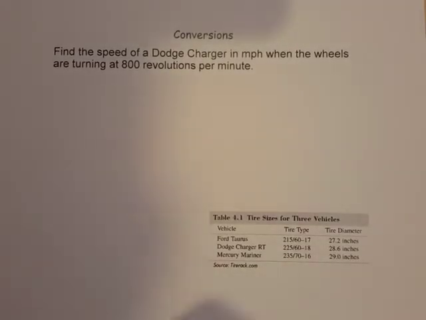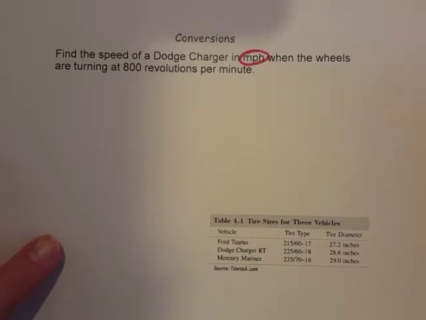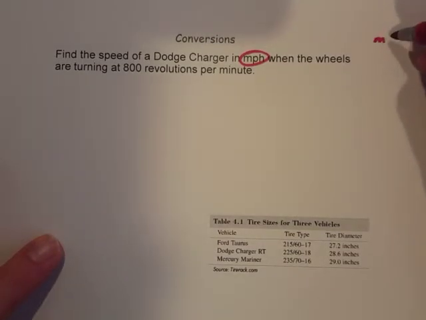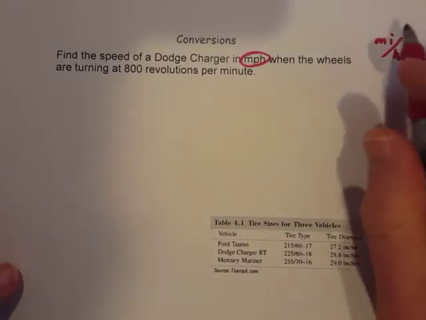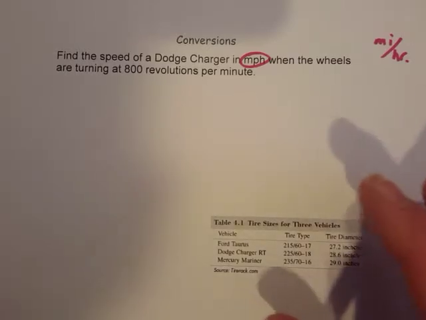But we're going to start, as mentioned before, with just keeping in mind what is the goal? Miles per hour. So I'm going to put that off to the side. Miles divided by hours, and I want that to be my overall goal. I'm going to try to get to this unit. If I can get to that unit, the numbers will work themselves out kind of on their own.